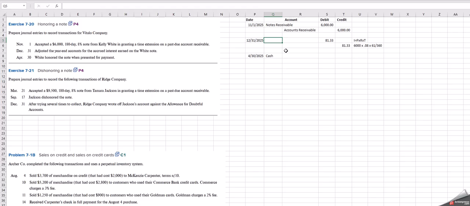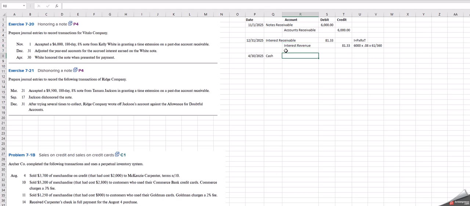So this is going to be money coming into us. We are going to debit interest receivable, and we are earning the interest, so it's going to be a credit to interest revenue.